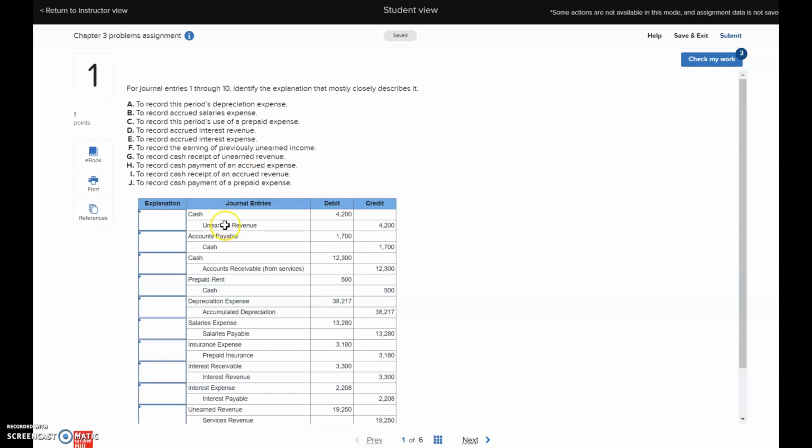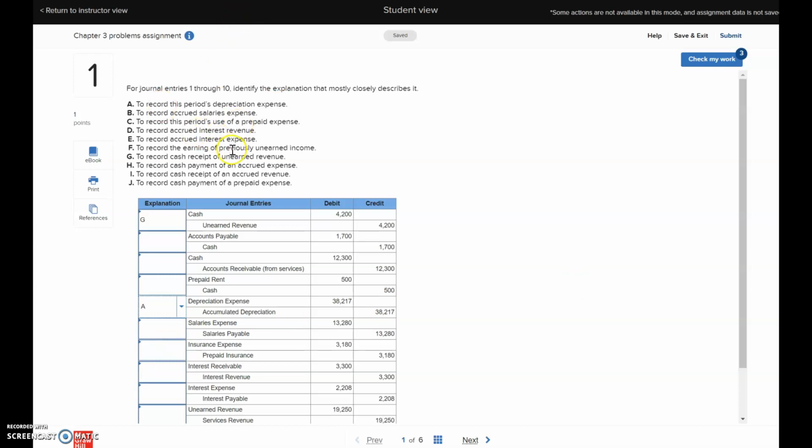Okay, so here's this one, cash, unearned revenue. That's not an adjusting entry, but it's related to an adjusting entry because unearned revenue needs to be adjusted at year end. Okay, so we can see, where is it? To record cash receipt of unearned revenue. That was G. Okay. And then here we can see one, depreciation expense, accumulated depreciation, right? This is an adjusting entry because you're debiting an expense. So that's A.